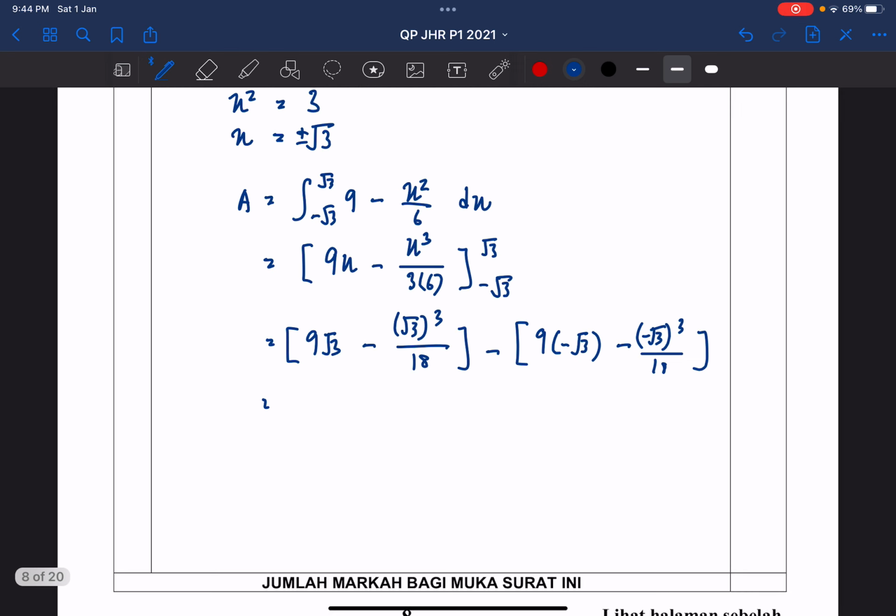So sub root 3 inside, you should get, if you got the latest calculator, you should get 5√3/6. And when you sub negative root 3 inside, you should get negative 5√3/6. This is in the exact form. You can always express your answer in decimals. That's not a problem.